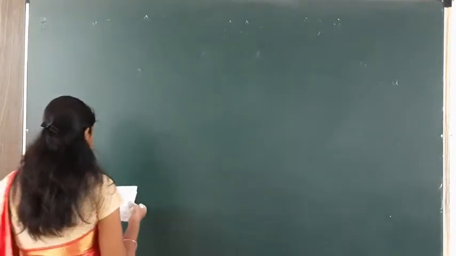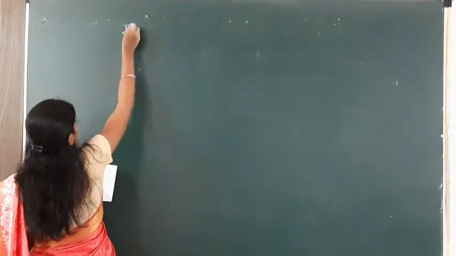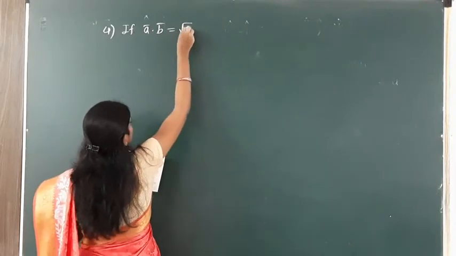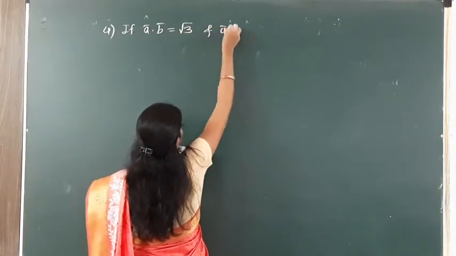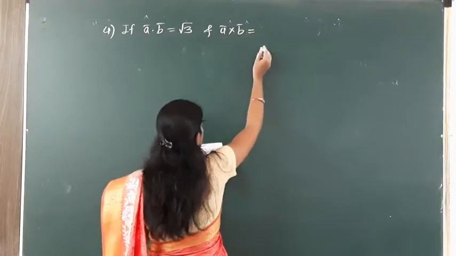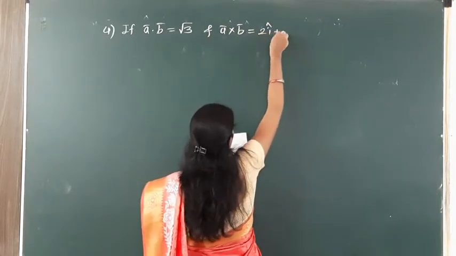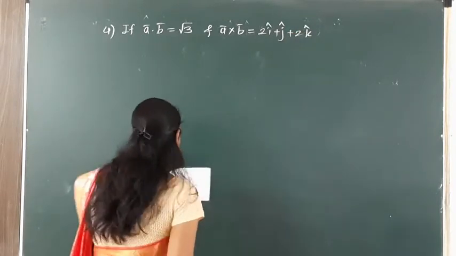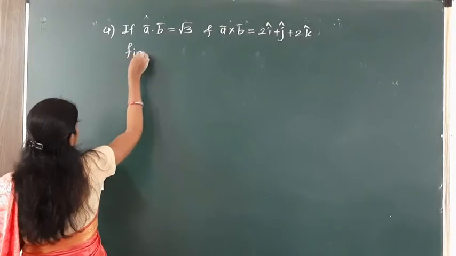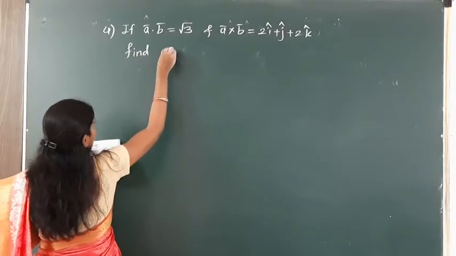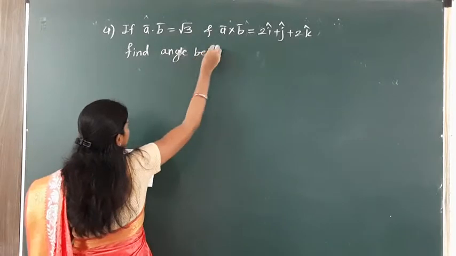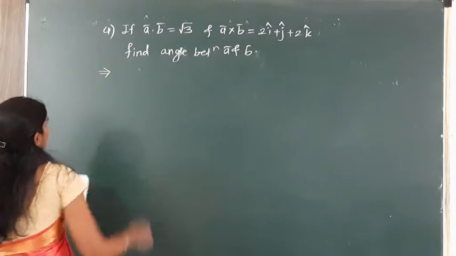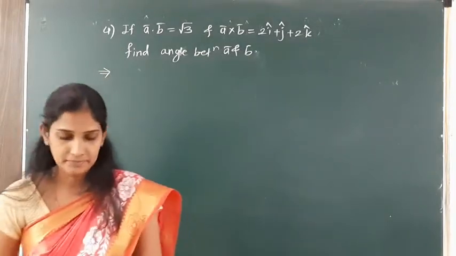Next example. If a bar dot b bar is equal to root 3 and a bar cross b bar is equal to 2 i cap plus j cap plus 2 k cap, then find the angle between a bar and b bar.